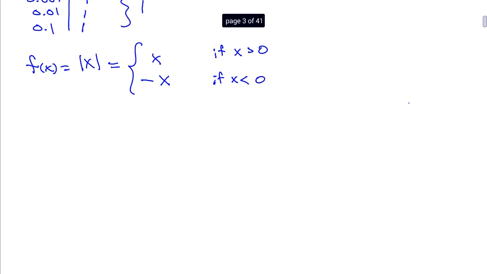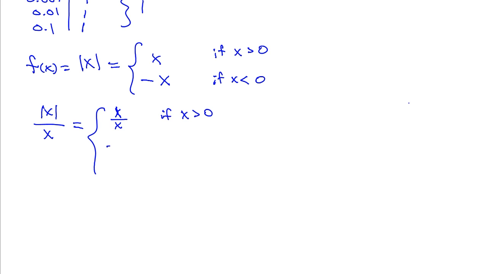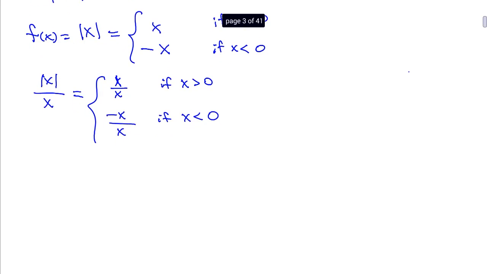Let's go back to the function that we have, which is the absolute value of x over x. I'm going to rewrite this as a piecewise function. So that would be x over x if the x is greater than 0, and negative x over x if the x is negative. Notice I just take the piecewise definition and replace where it said absolute value of x over this x right here. All right.